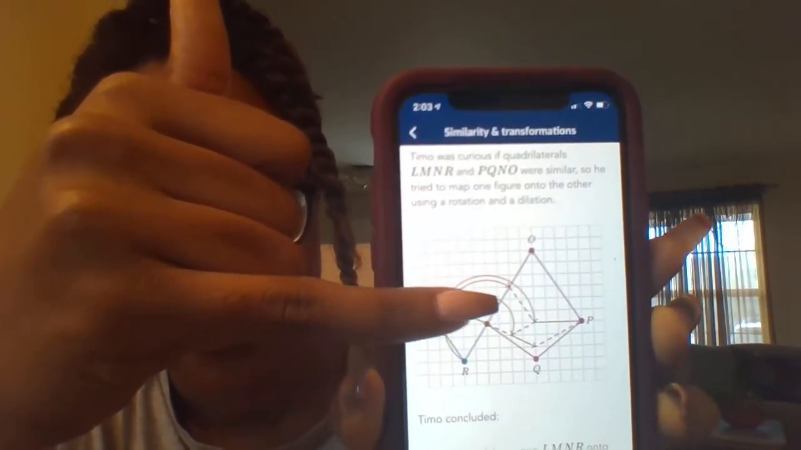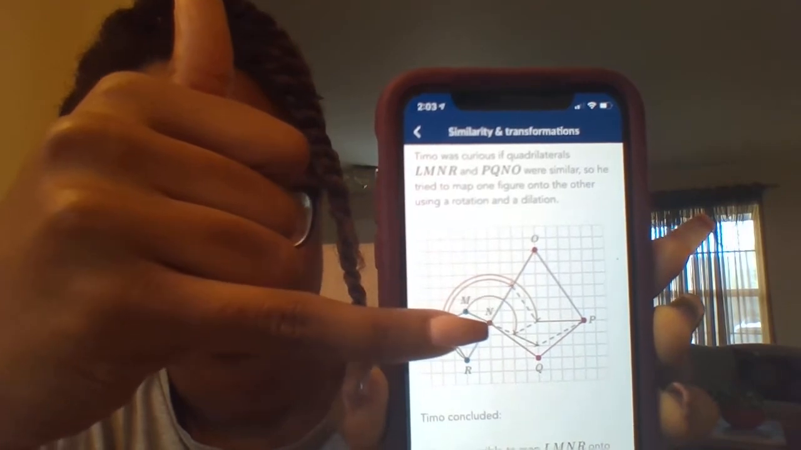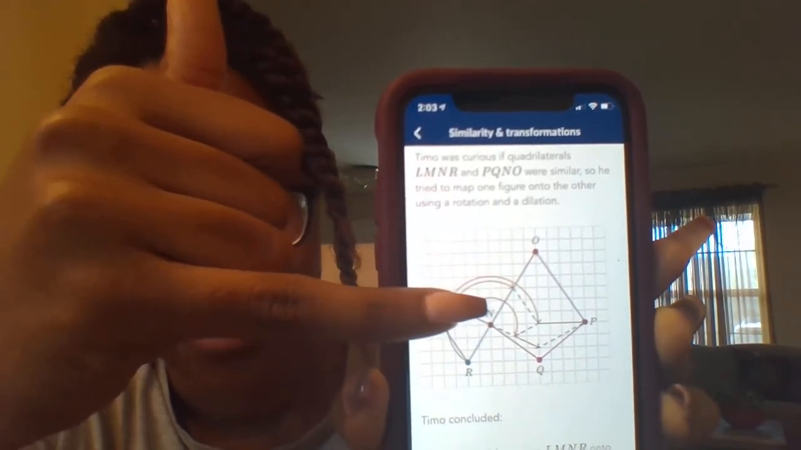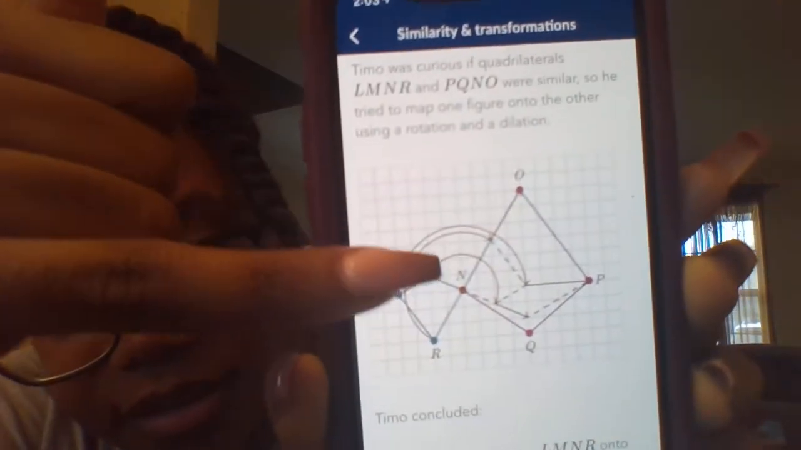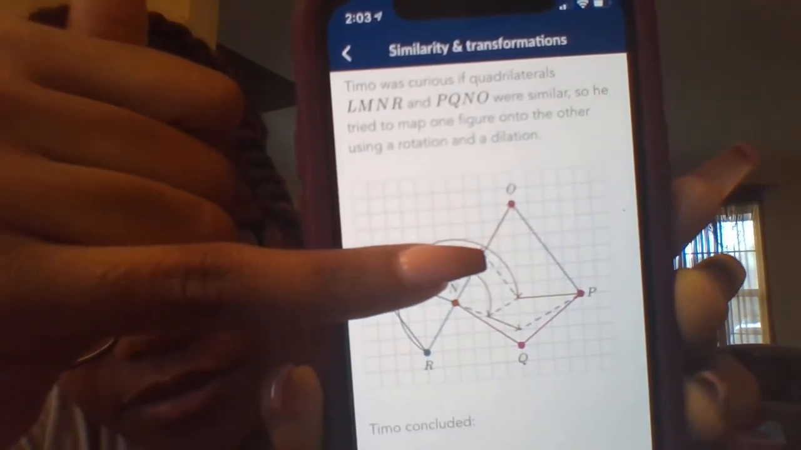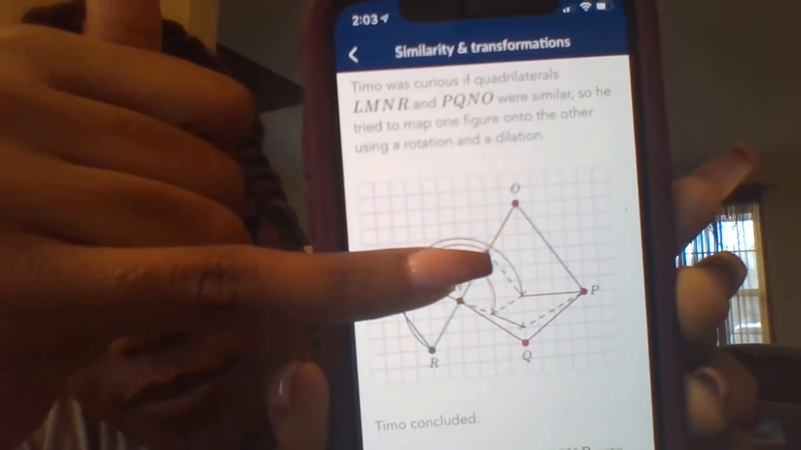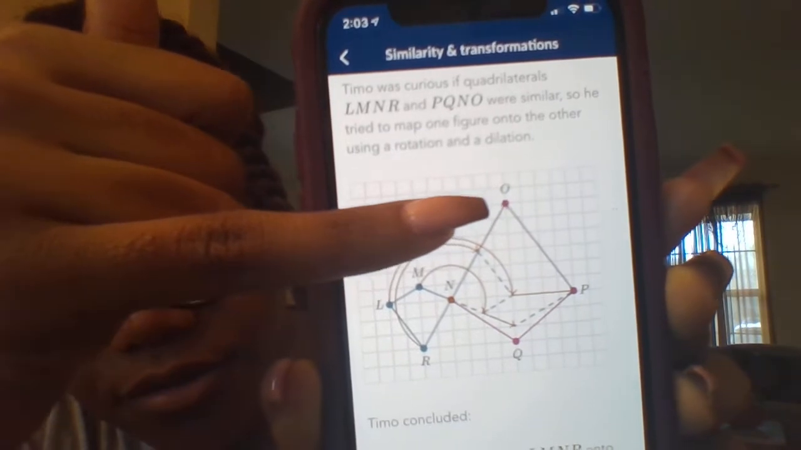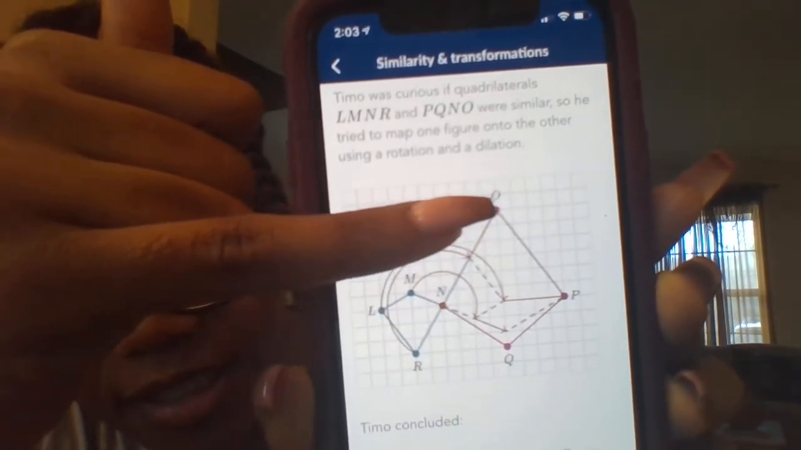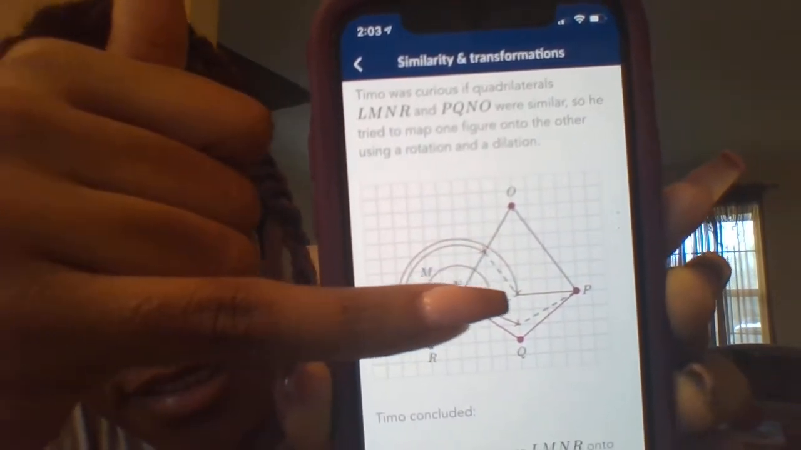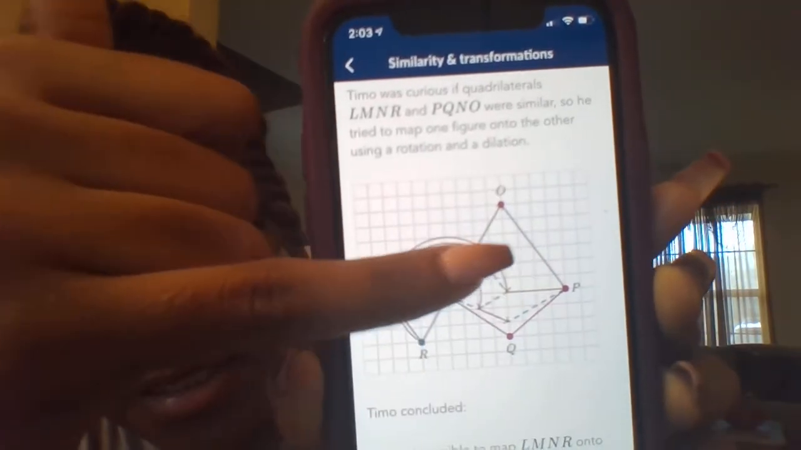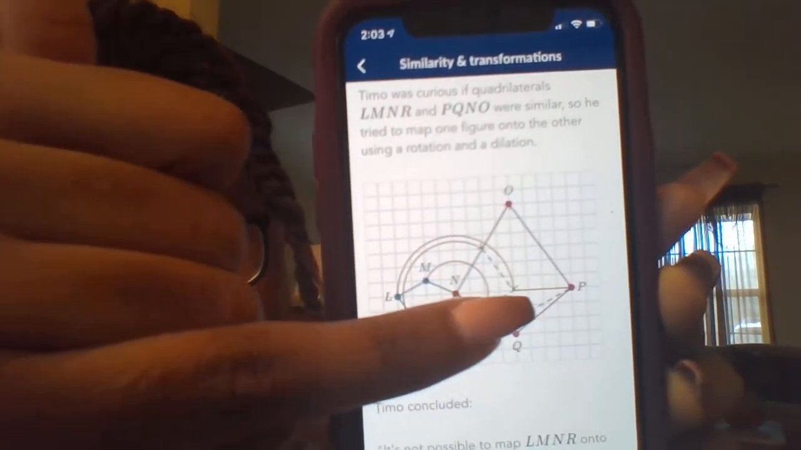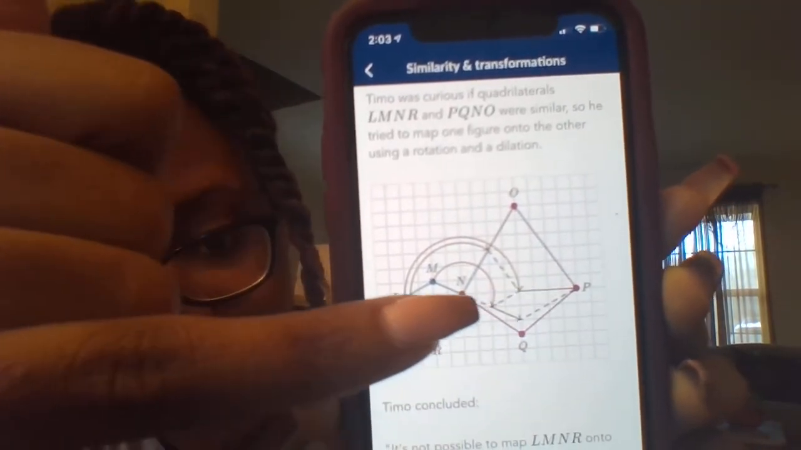To do that, they looked at how far this point was from this point N. So we would go, I believe it's, let's zoom in a little bit. Up 3, right 2. From that point to double it, they went again up 3, right 2. So that point maps there. This point is a distance of 4, so they doubled that distance of 4. So that's that point right there.